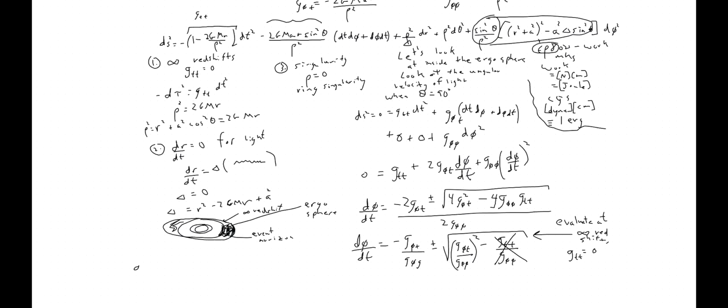And so you're left with this: d phi dt is equal to minus G phi t over G phi phi, plus or minus G phi t over G phi phi. Okay, what are the two solutions you get then for this? Minus 2 G phi t over G phi phi, or 0.